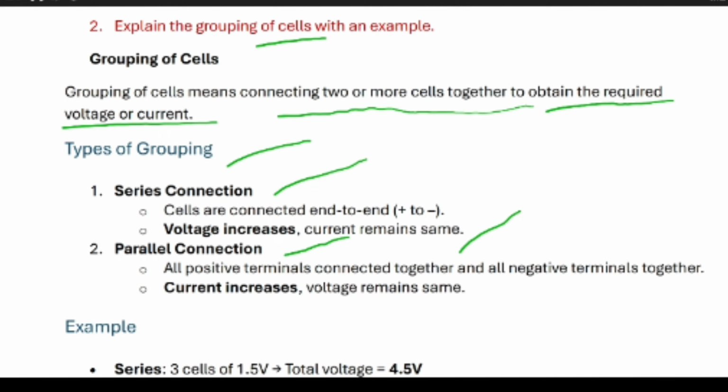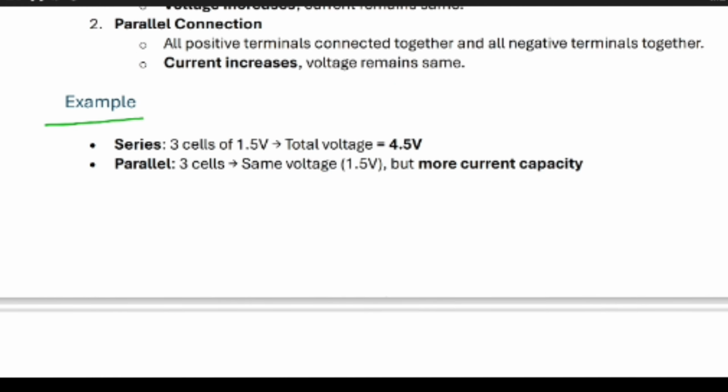Coming to the parallel connection, the positive terminals are connected together and the negative terminals are connected together. If you increase the current, the voltage remains the same in parallel. It is the opposite of series. For example, in series, 3 cells of 1.5 volts give a total voltage of 4.5 volts. In parallel, with 3 cells of the same 1.5 volts, the voltage is the same but the current capacity will be more.